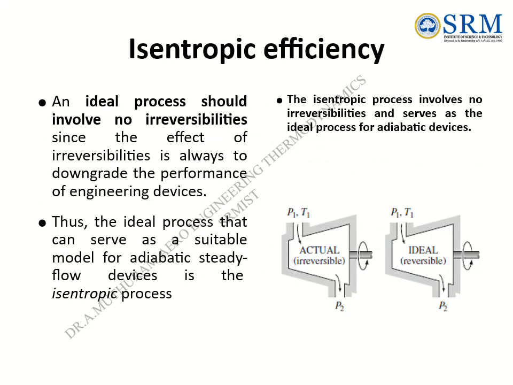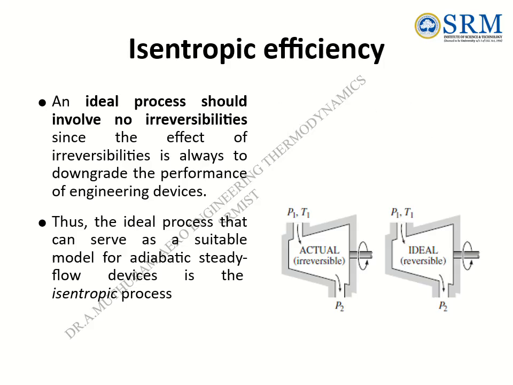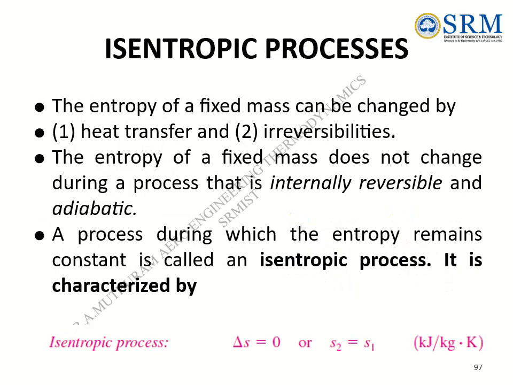Isentropic process involves no irreversibility, since the effect of irreversibilities is always to downgrade the performance of engineering devices. Thus, the ideal process that can serve as a suitable model for adiabatic steady flow devices is the isentropic process. The entropy of a fixed mass can be changed by 1. Heat transfer and 2. Irreversibilities.